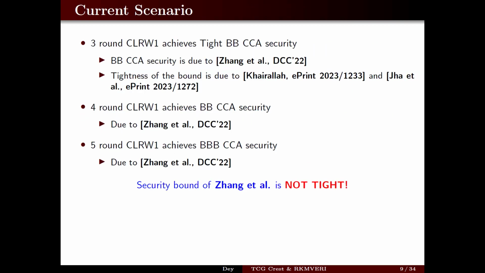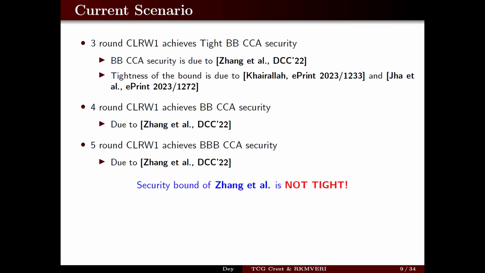So this is the current scenario regarding the cascading LRW1 construction. So 3-round LRW1 achieves tight birthday bound CCA security. For 4 and 5 rounds, we can use the general R-round result for cascading LRW1. Putting R equal to 4, we get birthday bound CCA security, and putting R equal to 5, we have beyond birthday bound CCA security. But this security bound of Zhang et al. is not tight due to the coupling technique. So there is a clear gap between the security bounds of 4-round and 5-round CLRW1.